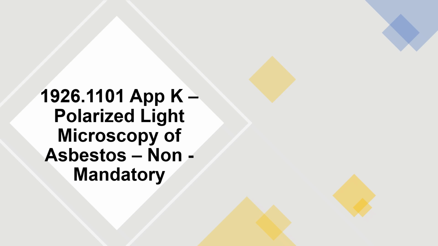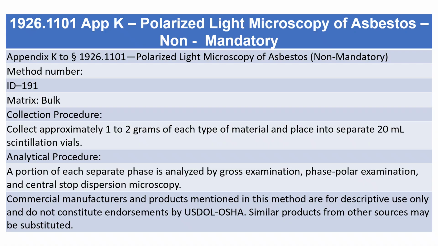1926.1101 Appendix K. Polarized light microscopy of asbestos. Non-mandatory. Appendix K to Section 1926.1101 Polarized light microscopy of asbestos. Non-mandatory. Method number ID 191.